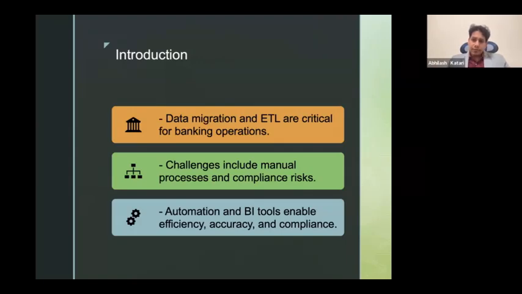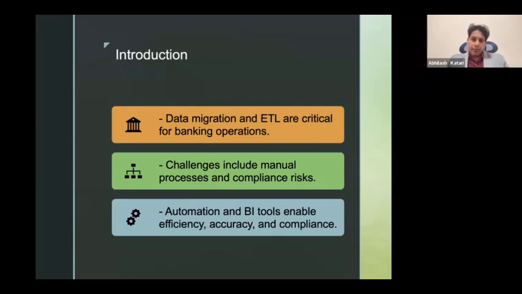So to continue doing that, data migration is part of any industry or any organization that exists here. As part of the data migration, we will also do the ETL. ETL is nothing but we extract the data, we transform the data, and we load it into one system. This is a very critical operation that has to be done in any organization, including banking.